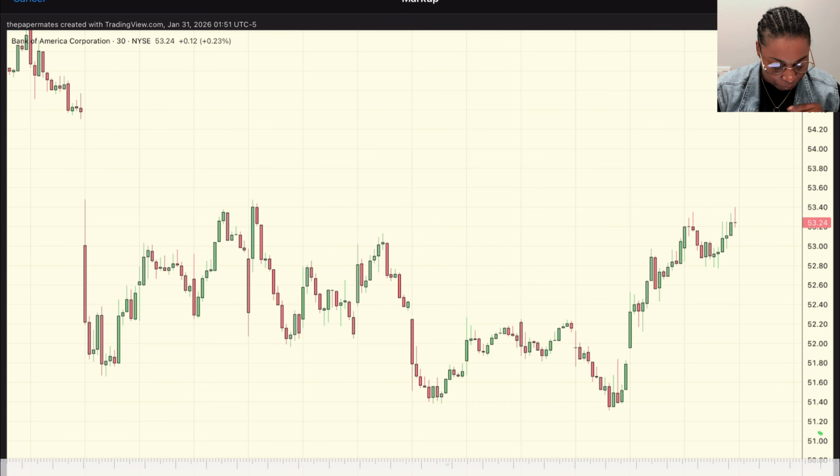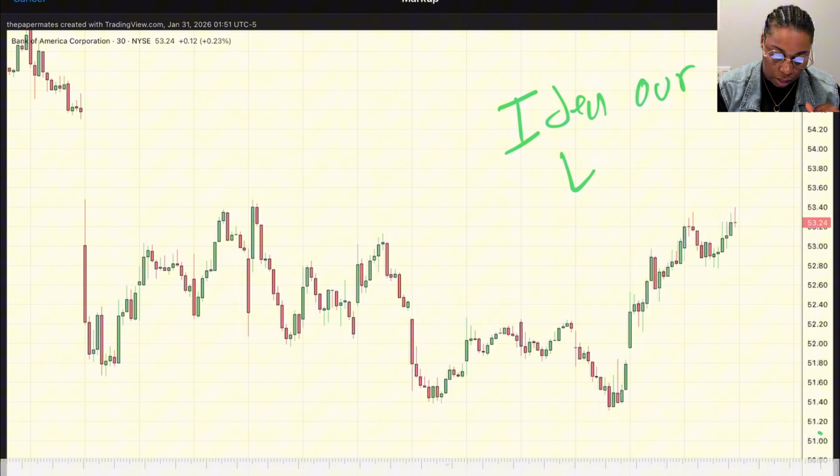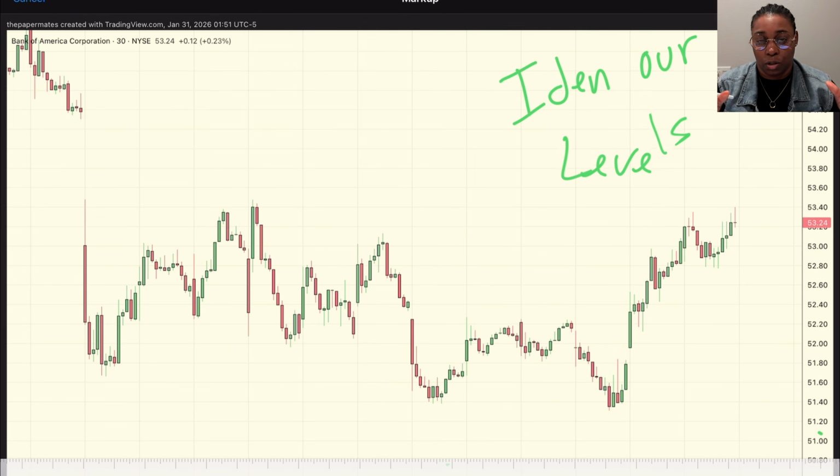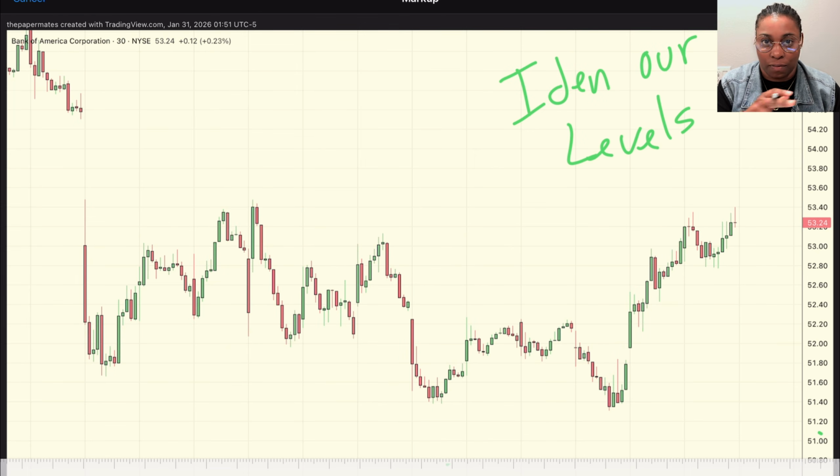I'm in Bank of America. And I have gotten a 30-minute time frame so I can give us some nice little bit of candles so that we can kind of mark this thing up. All right. First thing first is what we're going to need to do is identify our levels. And in this case, we're going to identify two very, very simple levels, support and resistance, okay? And establish us a little bit of a range that this stock is working with.